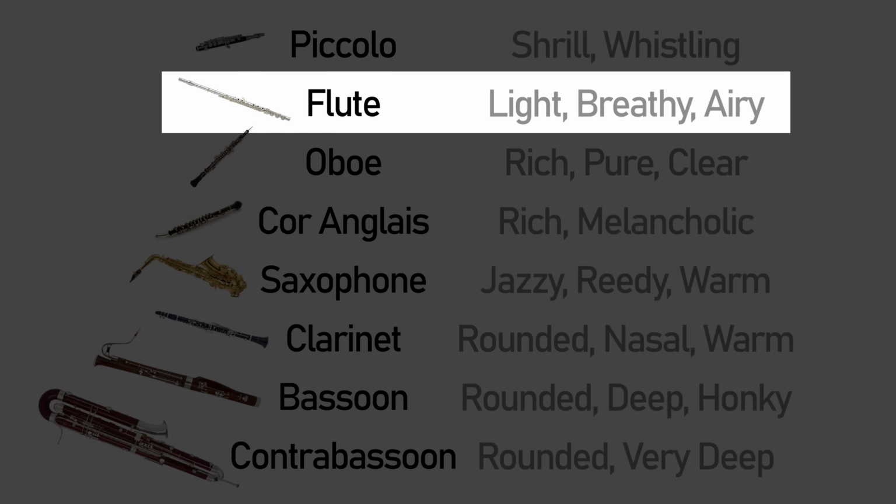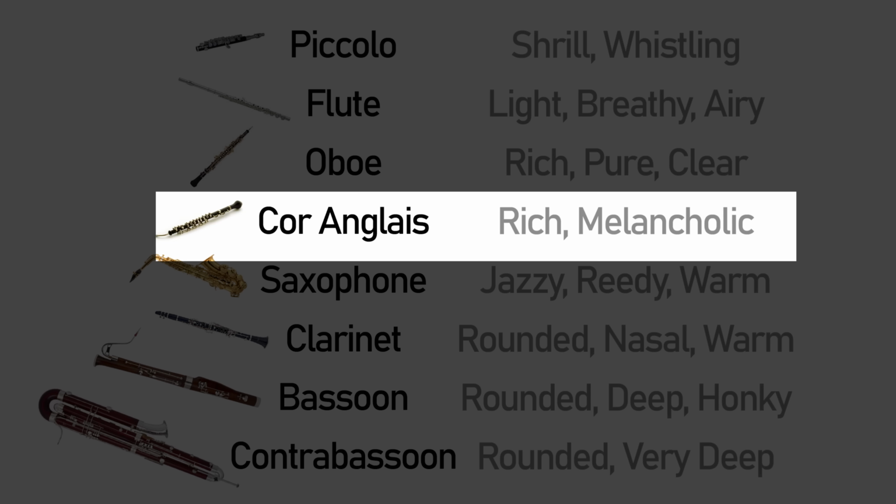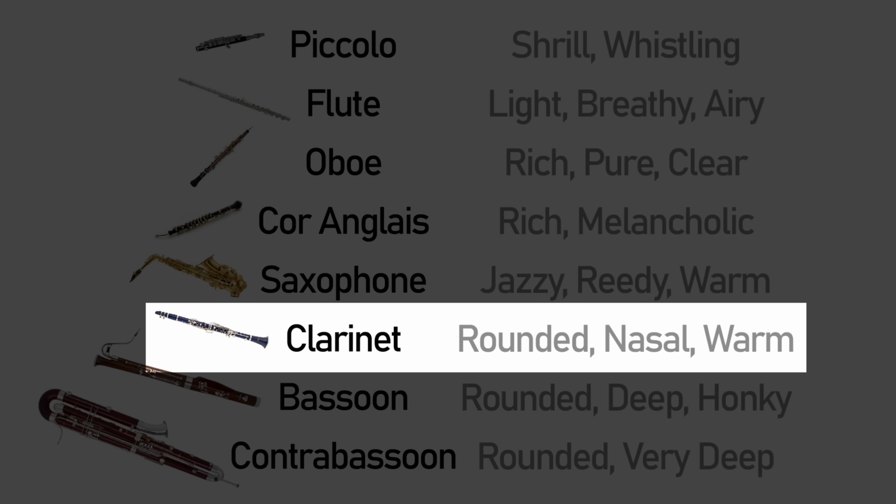The flute has a light and breathy tone. The oboe has a richer tone than the flute, but it's still quite pure and clear, especially when compared to the clarinet, which has a more rounded tone. It's like we have less high frequency information. It's more warm and sort of nasally.